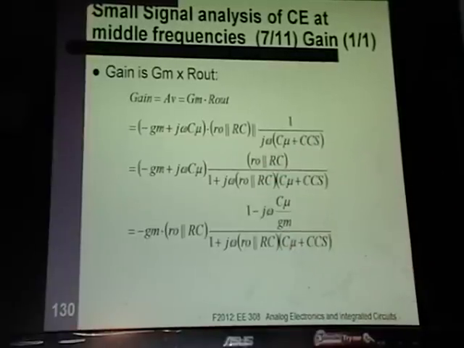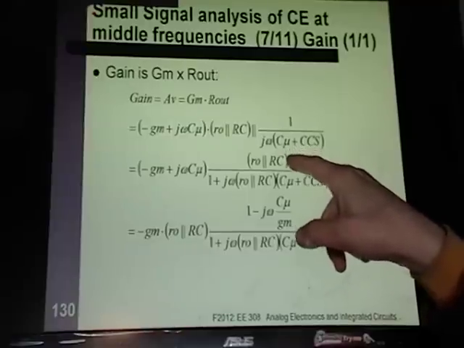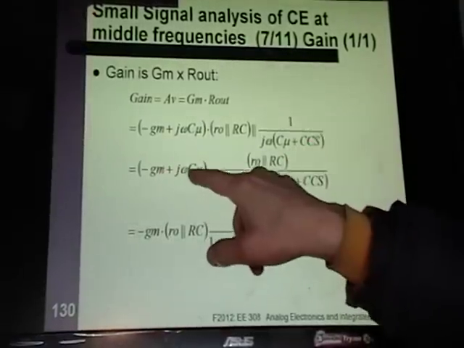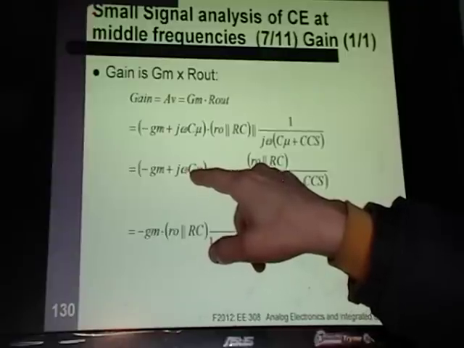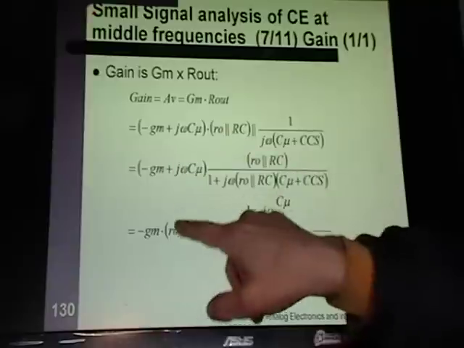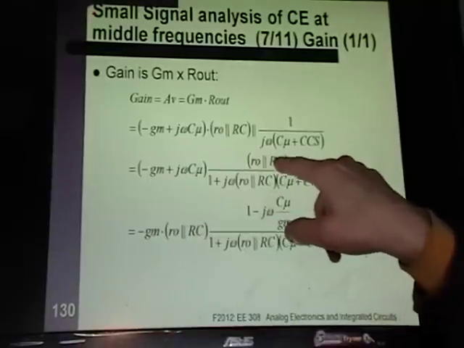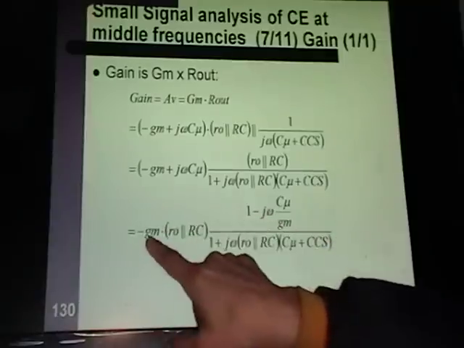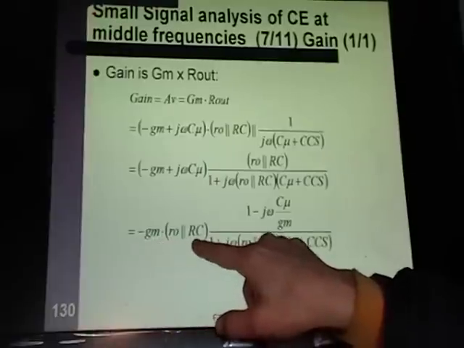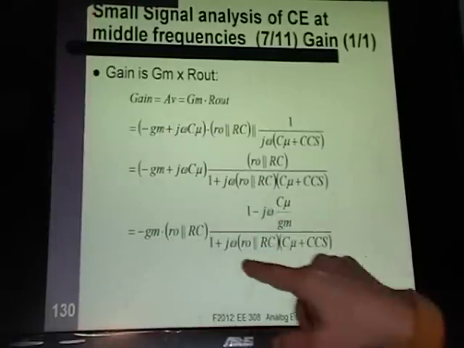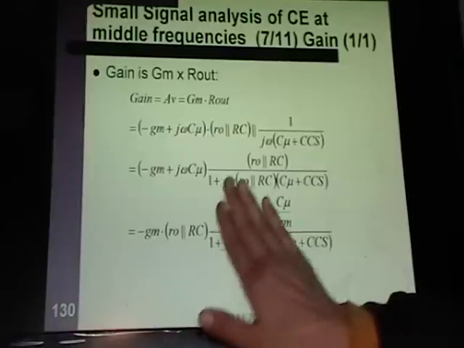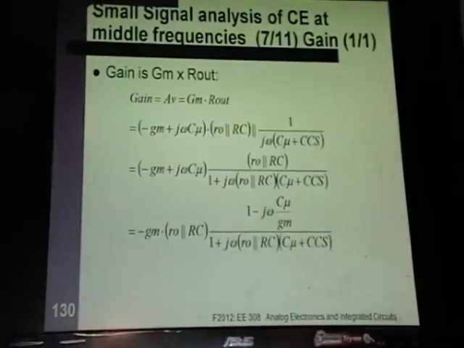Alright. Let's do one more step here. Let's factor a GM out of this. You say, well, there isn't a GM in that. Well, I know where I want to go, so I'm going to divide by GM. So I pull out the GM. Here we have an RO in parallel with RC, and I pull that out front. What's this? That's our original gain. And then over here, we have all of the frequency-dependent stuff. So here's your original gain, and here's the frequency-dependent term of your gain.